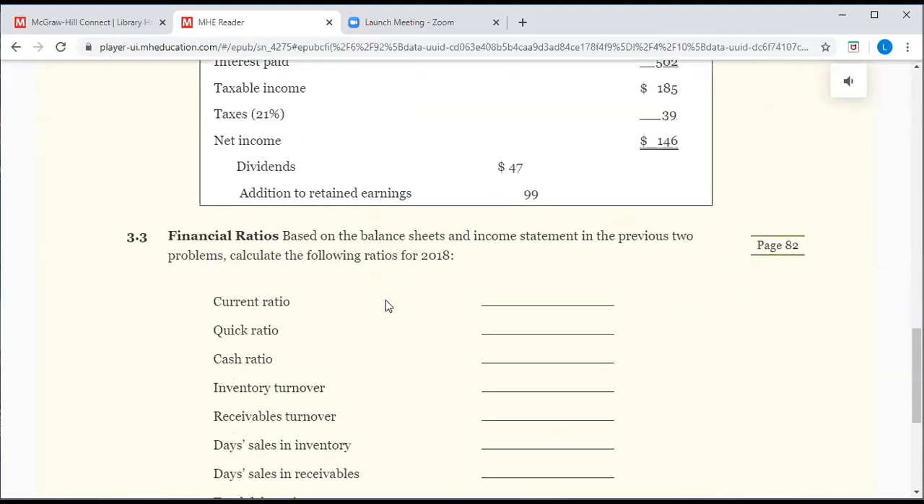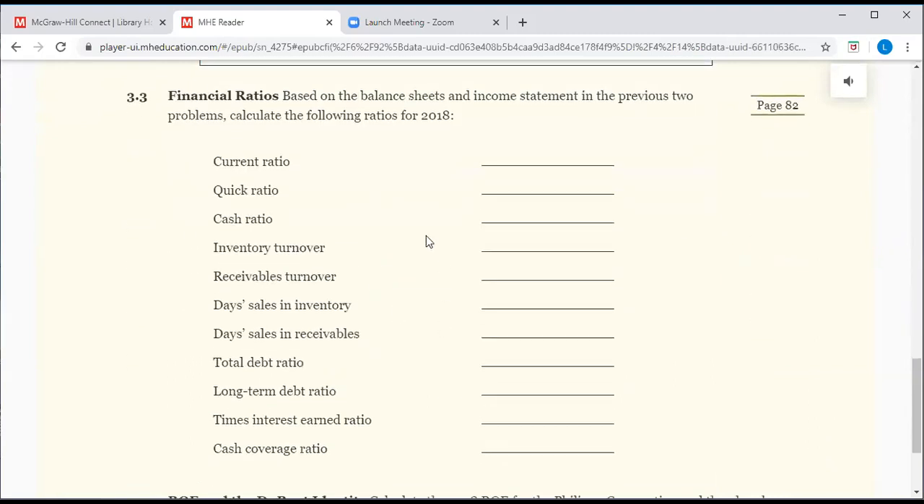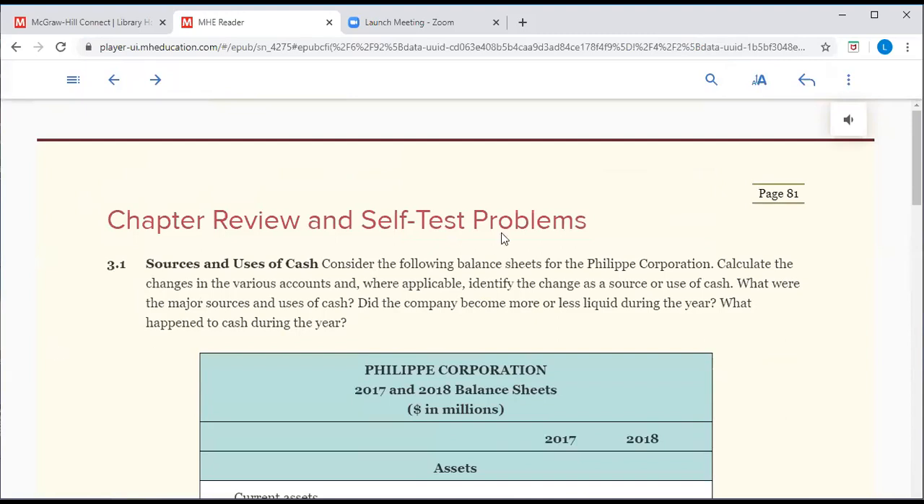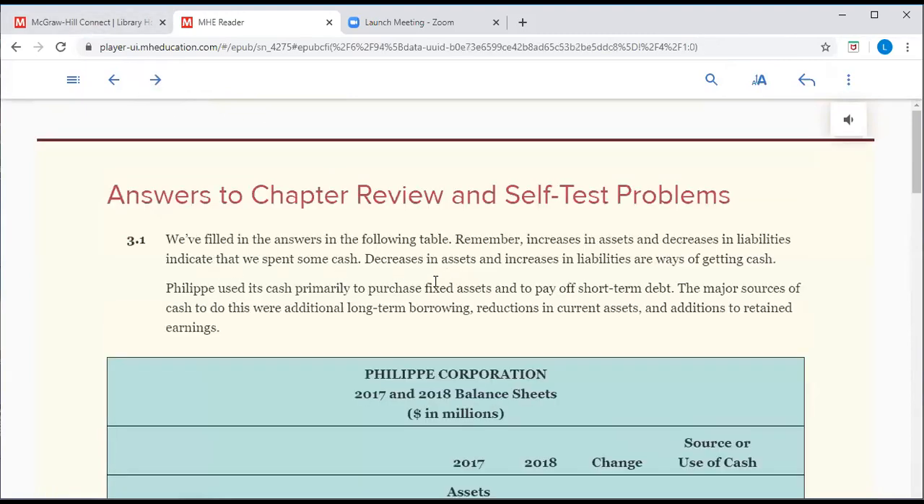And then finally, using these financial statements, let's calculate some of these key financial ratios. We have some liquidity ratios and asset management ratios, and then solvency ratios as well. And then finally, calculate the ROE for Phillips and break your answer down into the component parts using the DuPont identity, which was our last component. So those are the requirements. You have your book in front of you. Let's take a look at what we find.